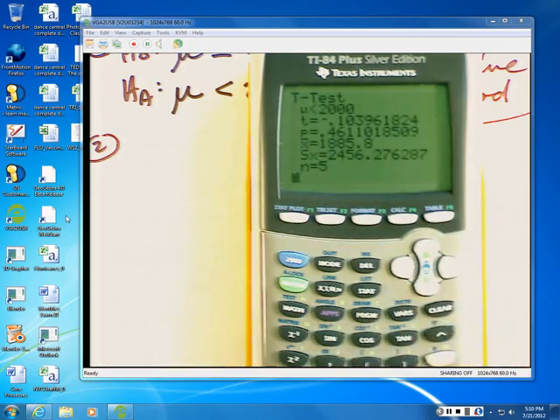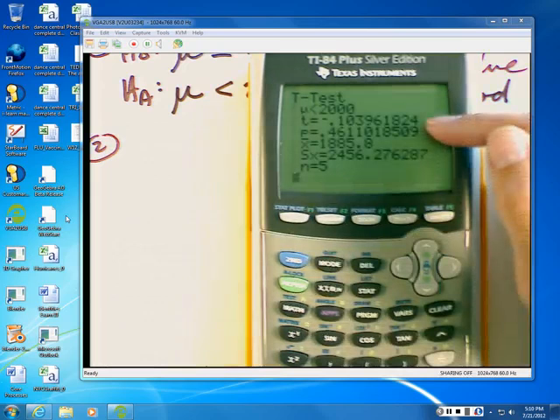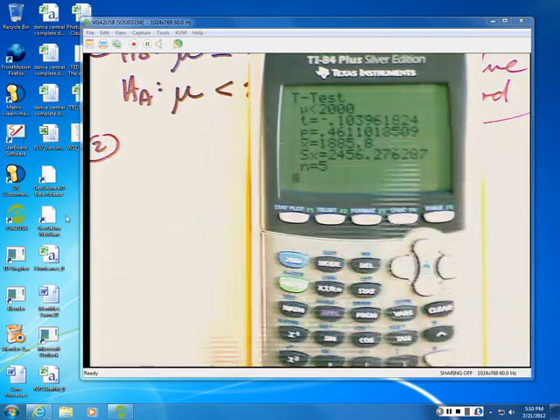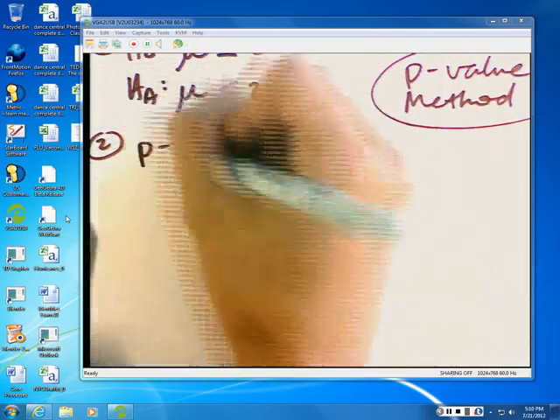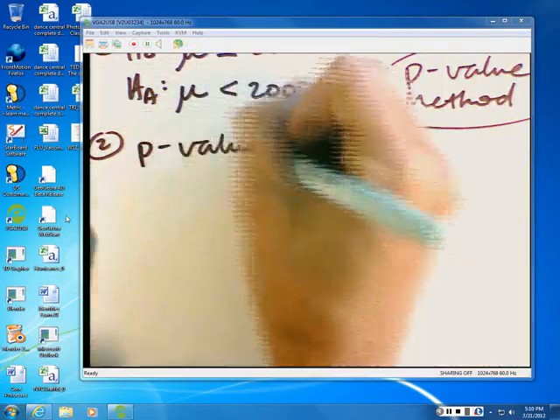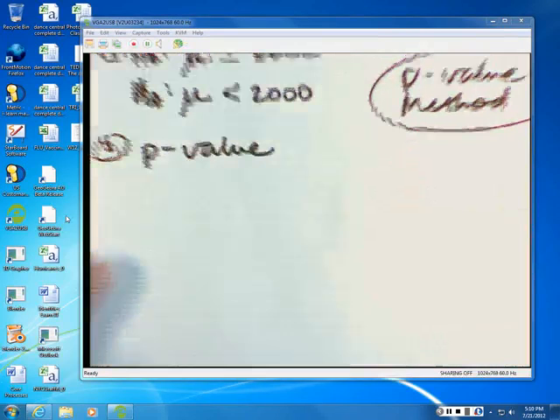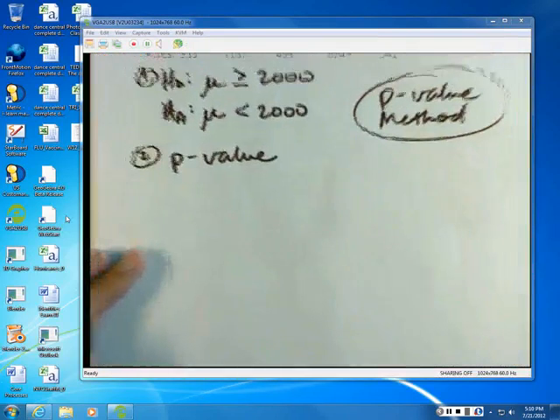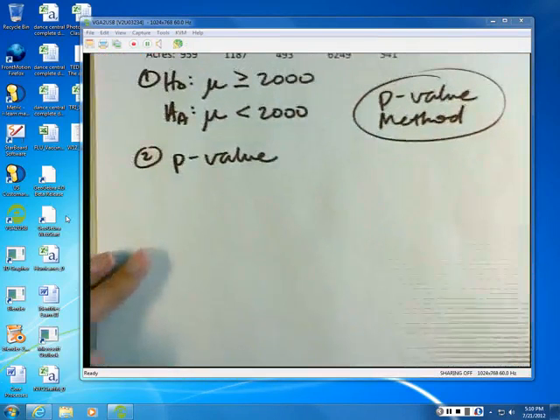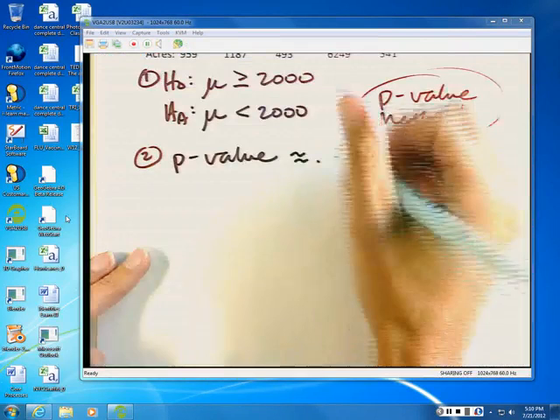Wasn't that easy? So there's my p-value. And notice how it gave you a t-score. So it gave you a t-score. It gave me a p-value. So let me put the p-value up here. I'm going to pull this off. So my p-value, I'm not using the table at all. I don't need a t-score or z-score for this one. My p-value is about 0.461.